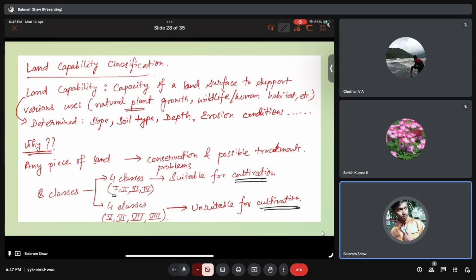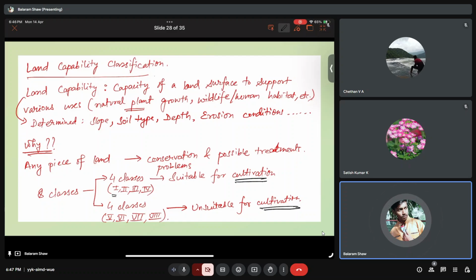Okay. So coming to the classes which are suitable for cultivation, generally the first slope is within 1%. Let's say if there is no slope or minimal slope, this means what? It will be a very good arable land with no specific difficulty in farming. So if it is a flat land with no slope, then the farming can be easily done, and hence it will be considered as first class land capability class.